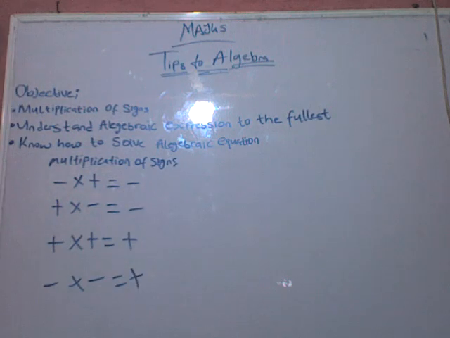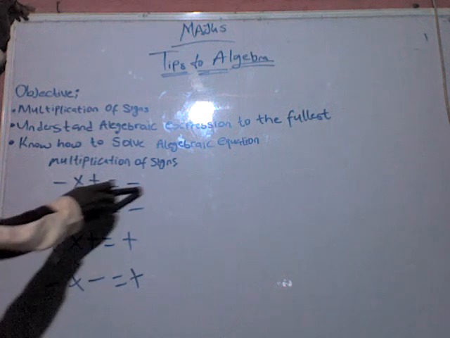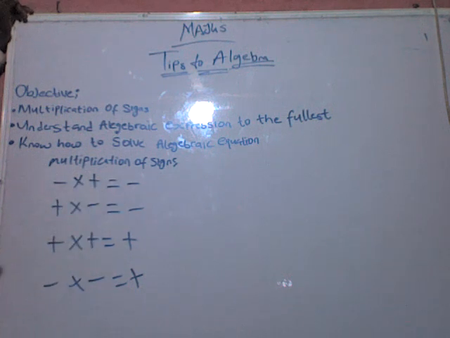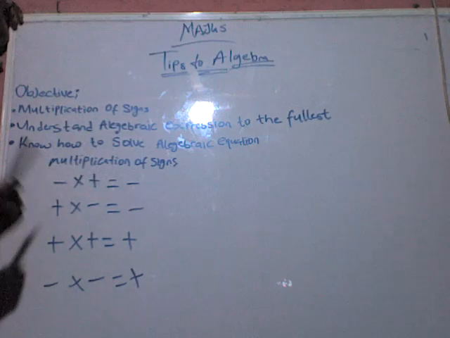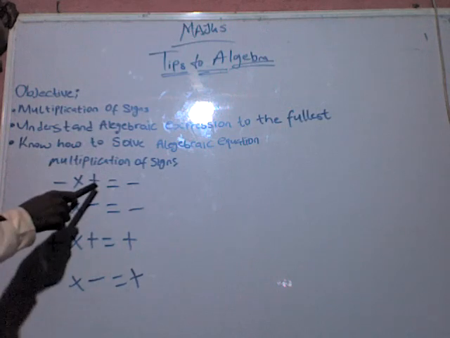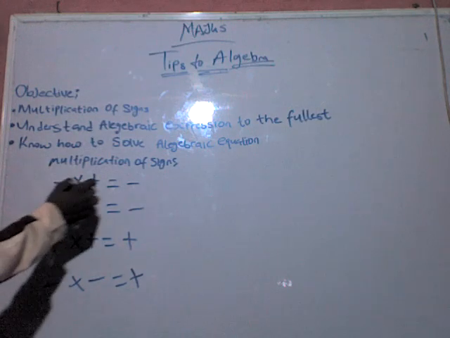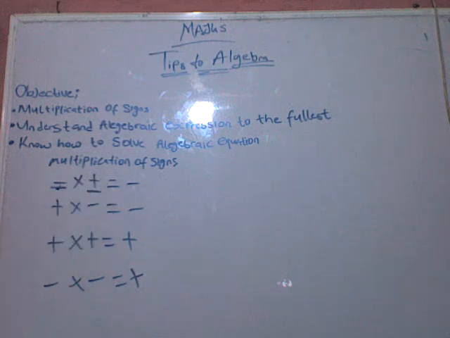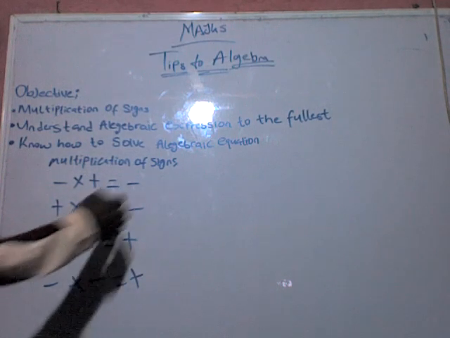Now, if you look closer at the multiplication of signs, you will notice that when multiplying different signs, you are having what? Minus. That is minus times plus. Plus and minus are the different signs I'm talking about. So when you multiply two different signs together, you have minus.